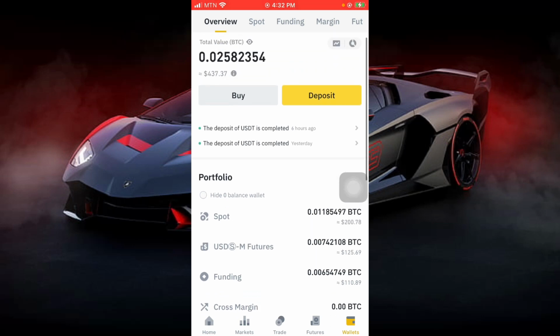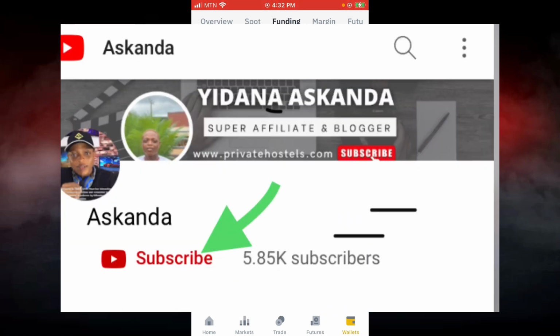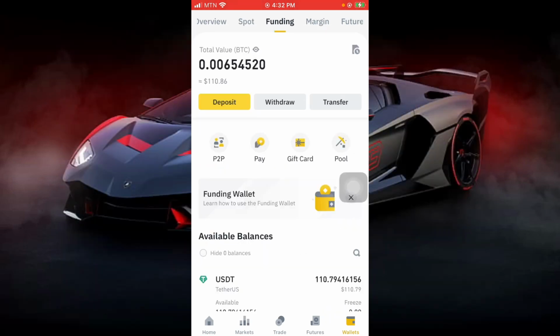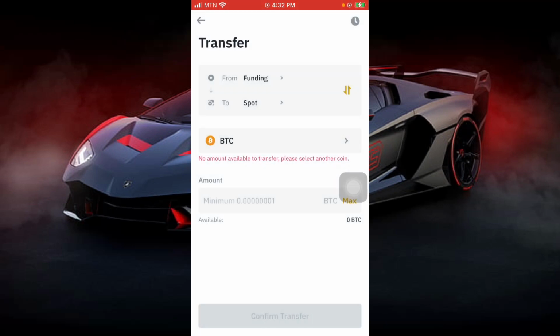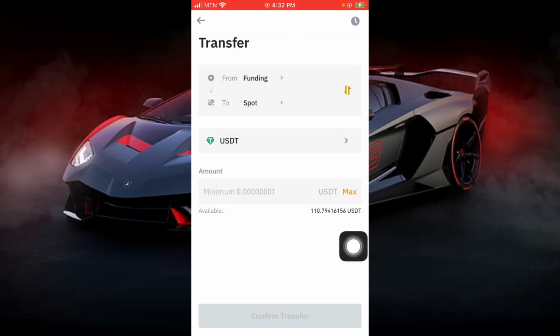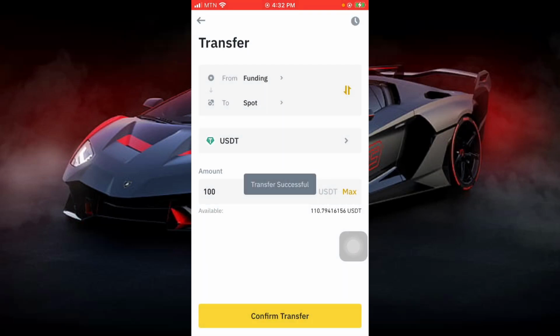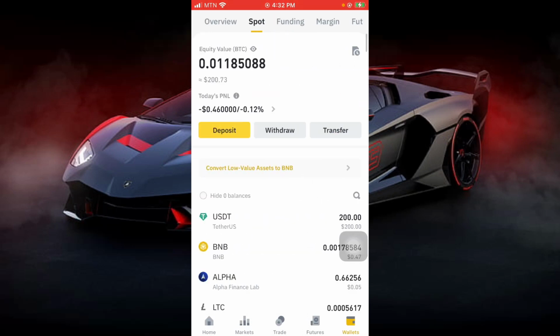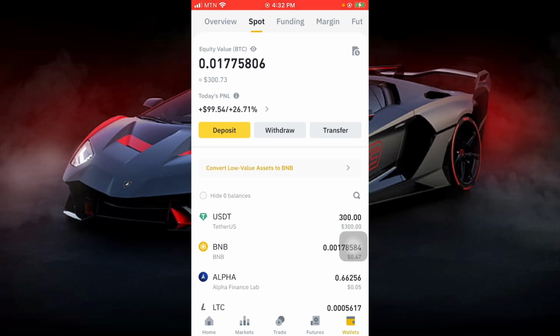Okay, so what you need to do to start trading on Binance Futures is you need to transfer the money in your spot wallet or your funding wallet. If the money is in your funding wallet, click on the transfer button. Now you are going to select this BTC and change it to USDT. Then you enter the amount that you want to transfer. So let me transfer $100 to my spot wallet here. So you can see now I have $300 in my spot wallet.